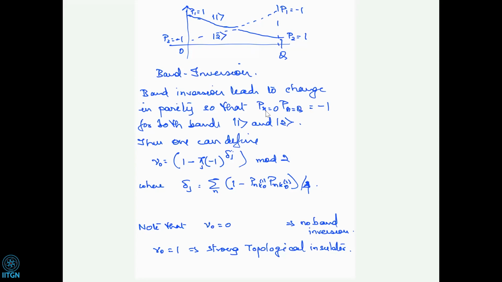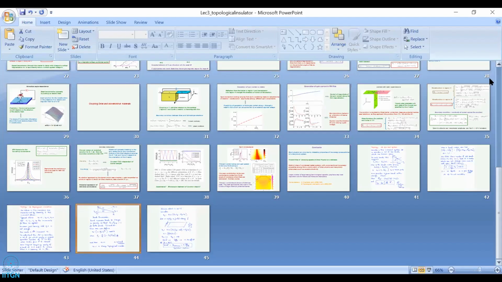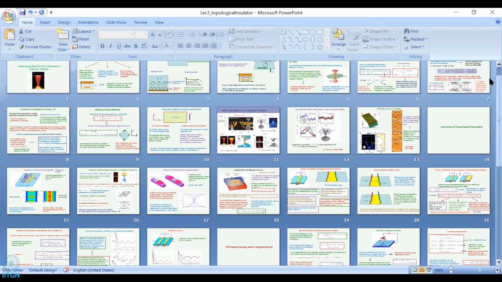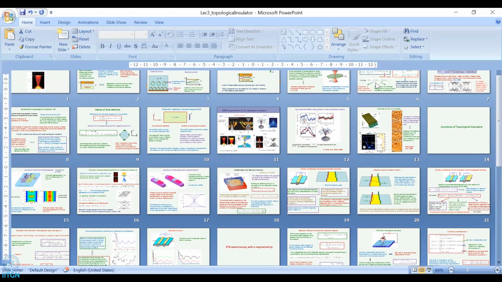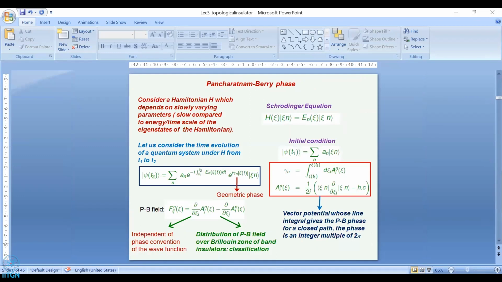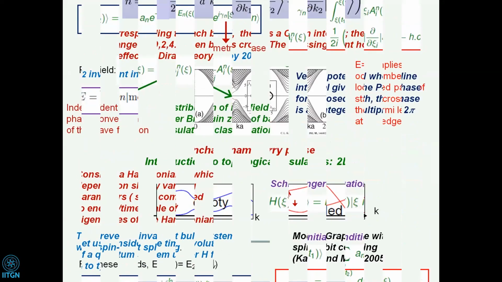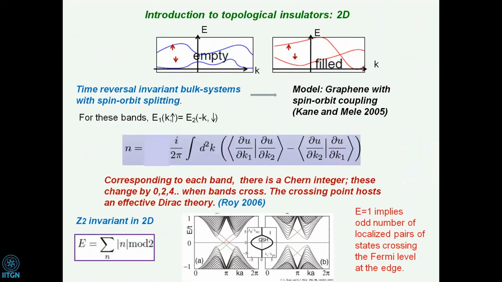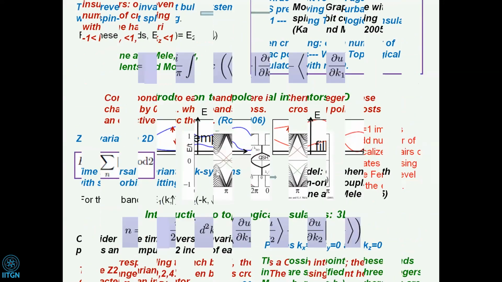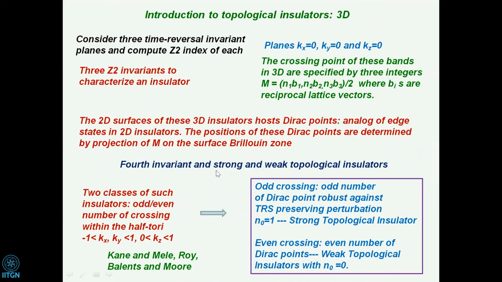Okay, if not, let me get into the details of these topological insulators. So what we have seen is this, and from here, I've covered the stuff on parity and the topology. So essentially there is this fourth invariant which I explained, and I'm going to only consider the strong topological insulators.